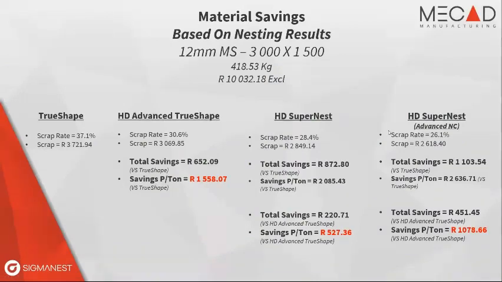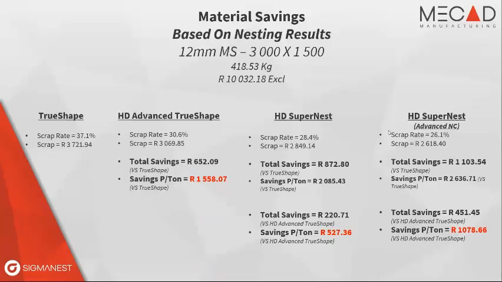We called a few suppliers and worked out an average price for a 3x15 12mm mild steel plate. We have used this average price to illustrate the previous material savings in rand values based on the various nesting engines we just discussed. There are obviously quite a few solutions to look at. Each client will have a specific solution which fits their application and needs best.